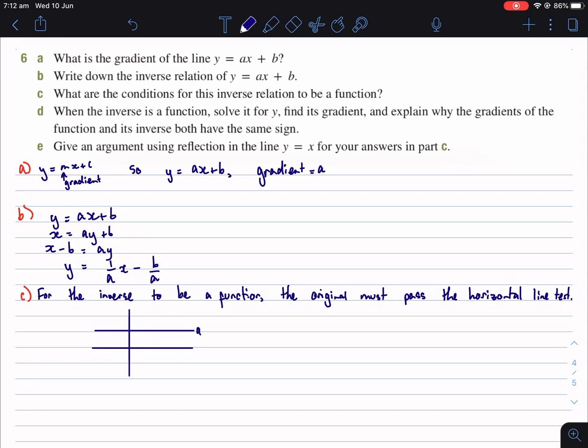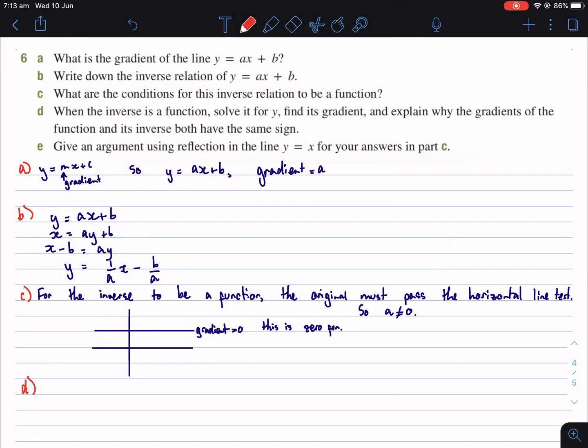And this is when the gradient equals 0. It's the one that's straight across. It's not undefined. It's just this is 0 gradient. So a cannot equal 0.